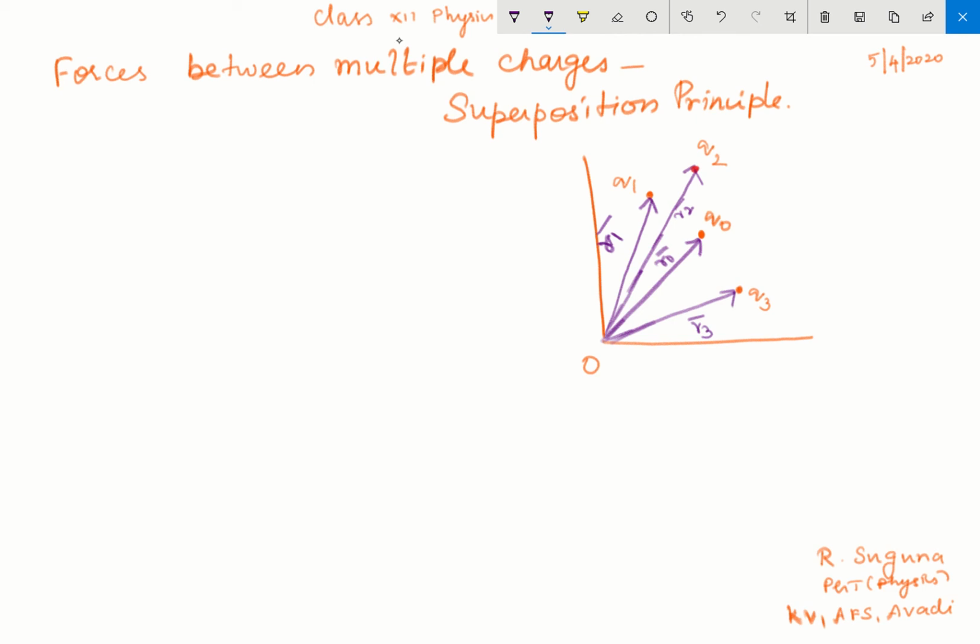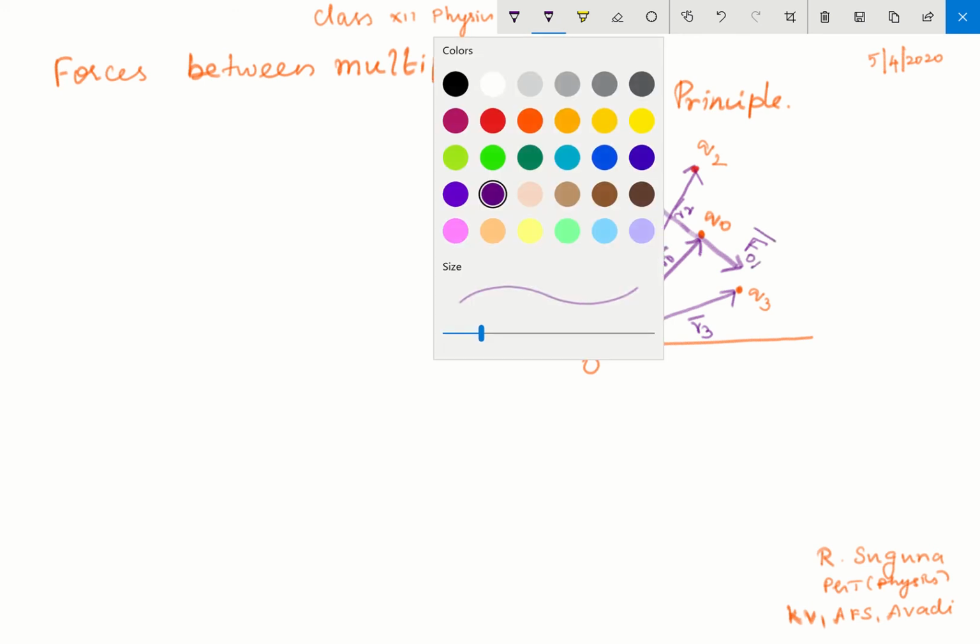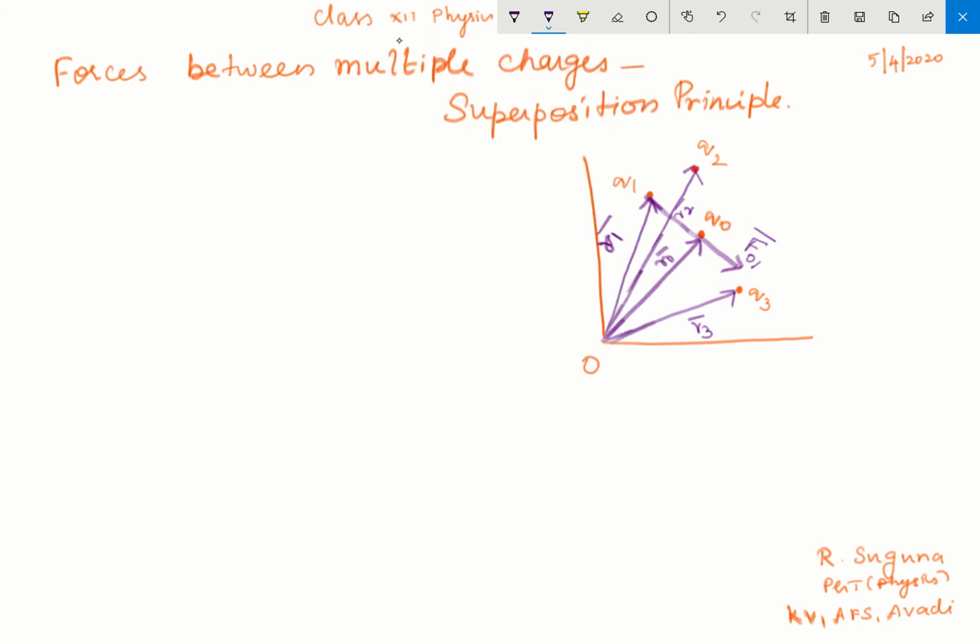Therefore, it will experience a repulsive force. Repulsive force means the force will be in this direction, right? Therefore, this is nothing but force on Q0 due to Q1 because it is repulsive, correct? Okay, let me have once again some other color so that it will be easy for you. This is the direction.